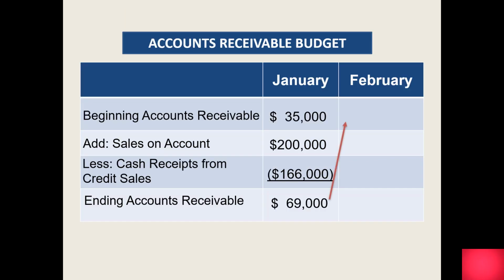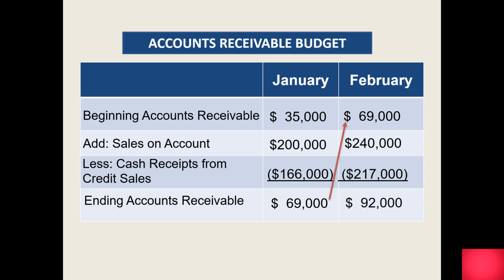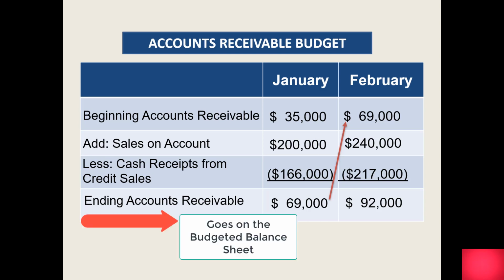In February, we'll begin at $69,000. We'll add sales on account of $240,000. We'll subtract the cash receipts from sales that we just recently calculated, $217,000. That leaves ending accounts receivable of $92,000. These are the amounts that will go on the balance sheet for January and February for accounts receivable.